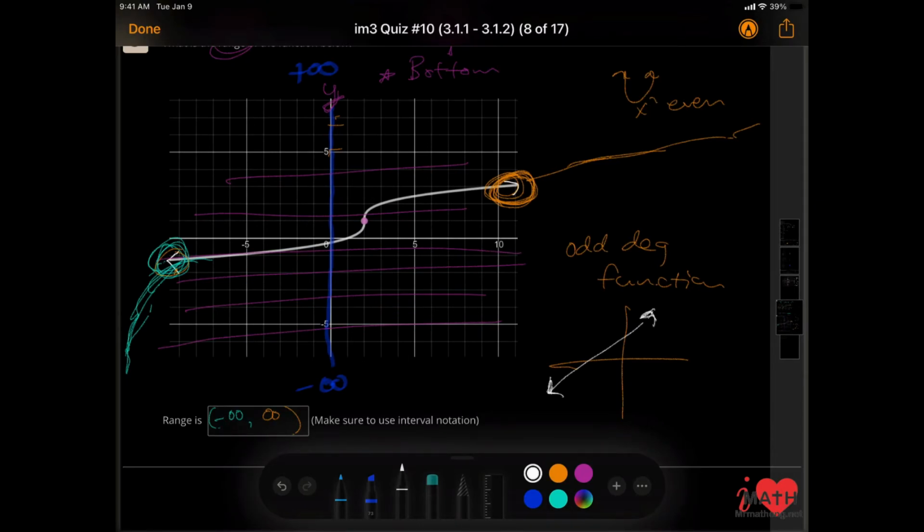So the big idea here is that anytime you have an odd degree, the domain or range will always be negative infinity to positive infinity.